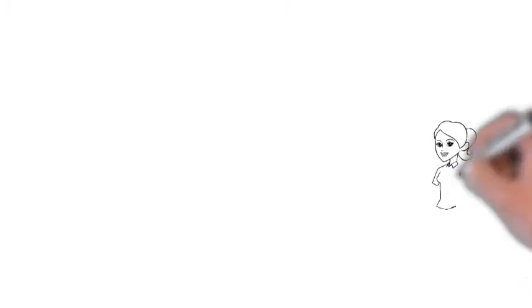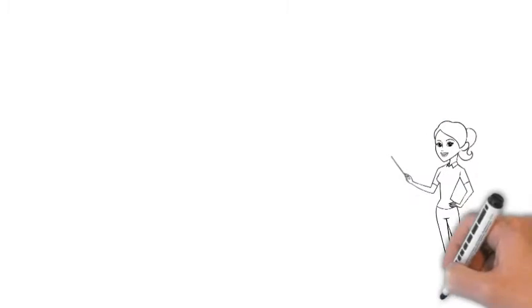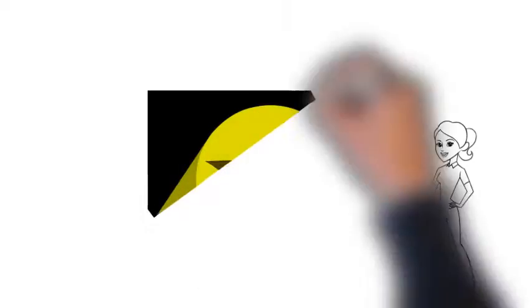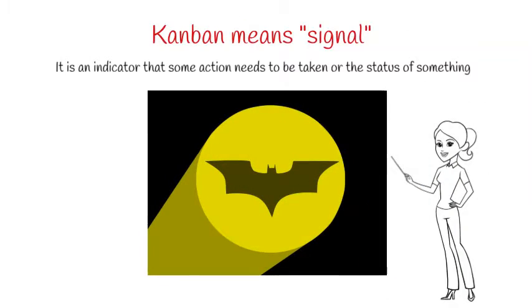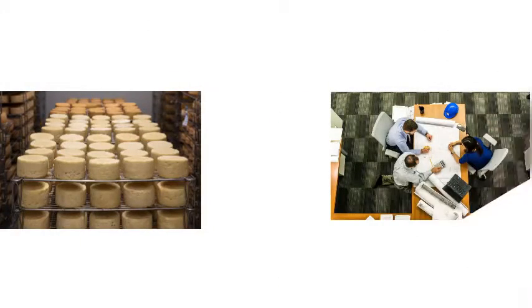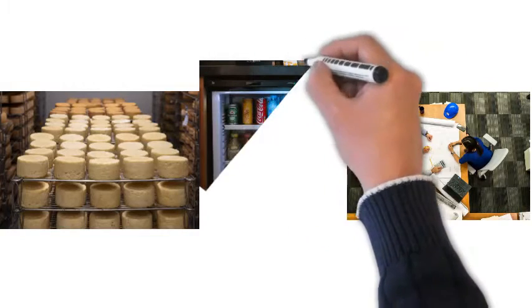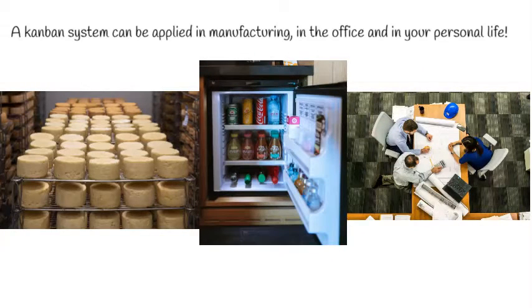Let's start with the basics. Kanban means signal. It's an indicator that some action needs to be taken or the status of something. A Kanban system can be applied in manufacturing, in the office, and in your personal life.